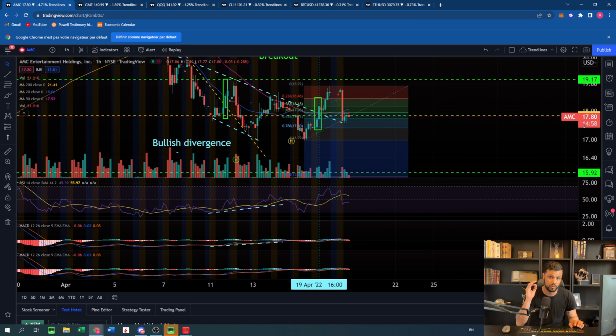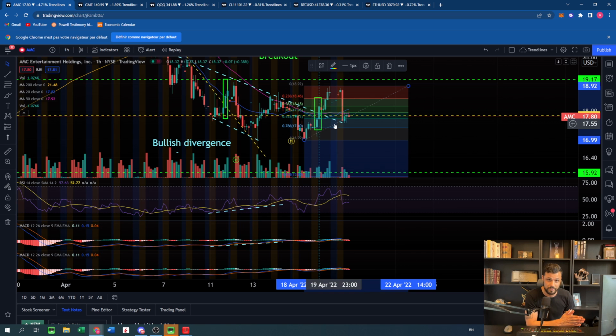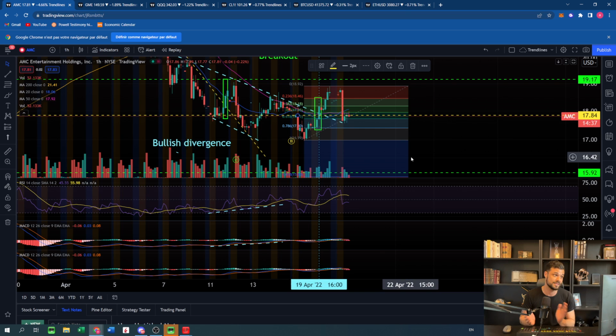So here the 61.8% retracement for the bullish momentum created by the breakout to be intact is at 17.7. So we went slightly below, and as you can see, we had a bullish reaction around 17.5, and right now we are consolidating around this 17.8 support that is a bit of resistance now. So there is a fight between bulls and bears.